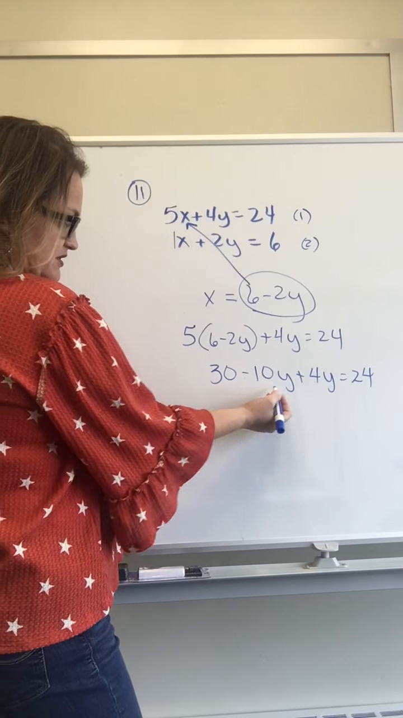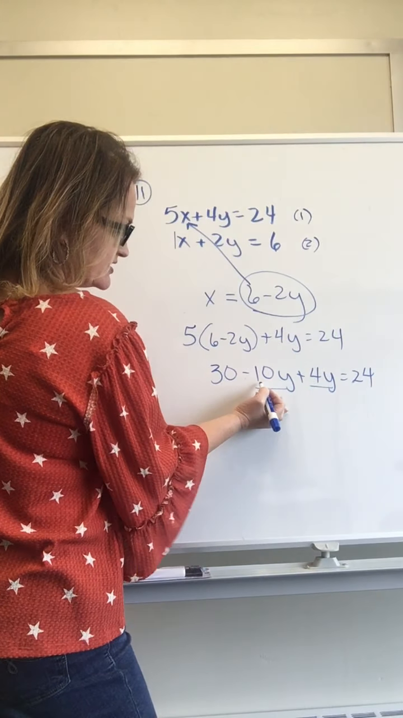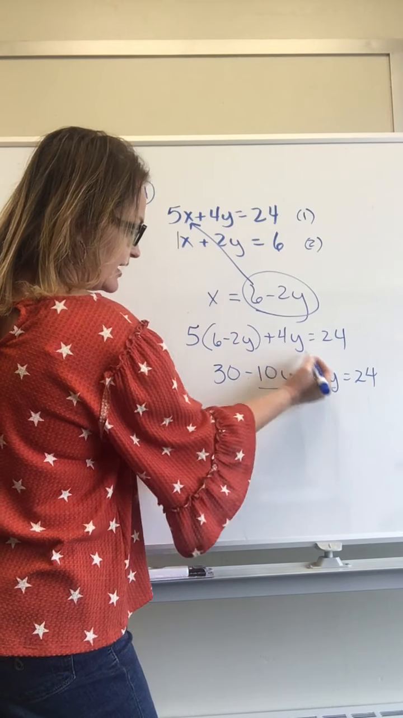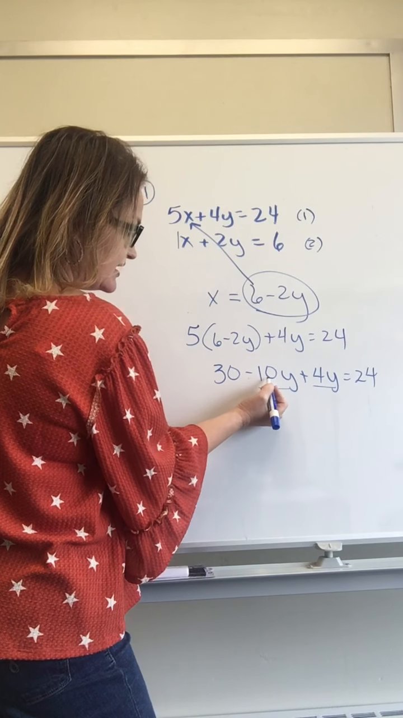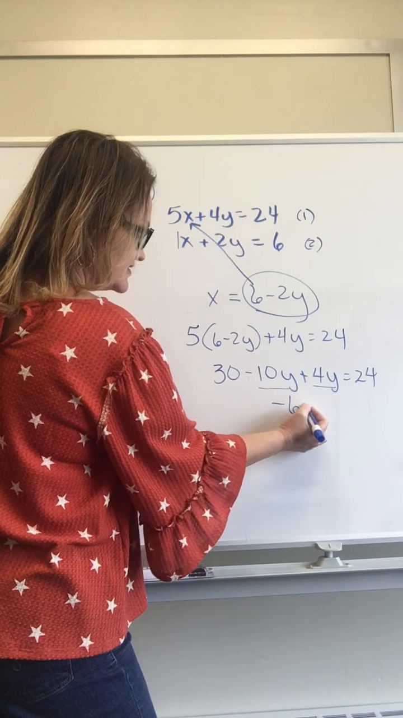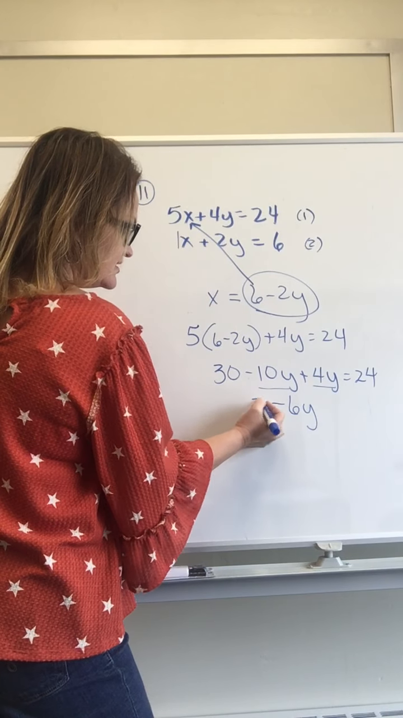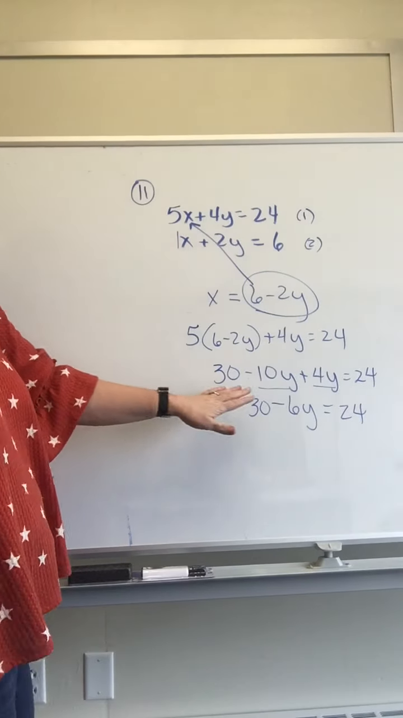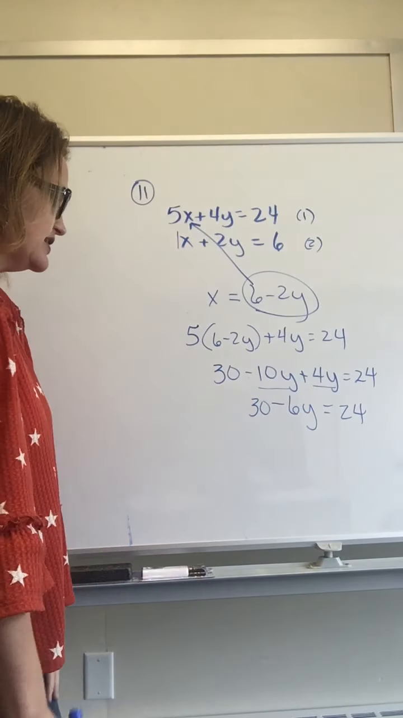We've got variables on the same side here, this negative 10y and 4y, they're both on the left side, so we can combine those with our addition rules. A negative 10y and a 4y is negative 6y. The 30 is still over there, equals 24. And you could have put the 30 in front or back, that does not matter.